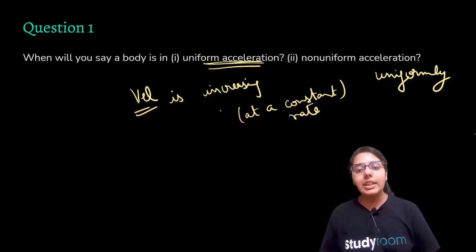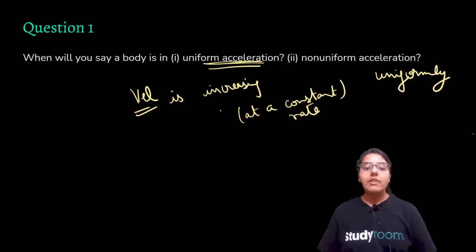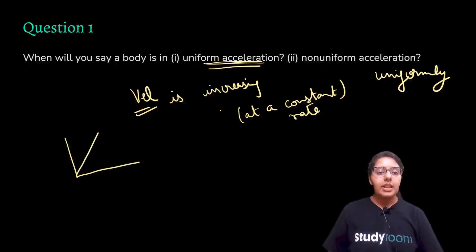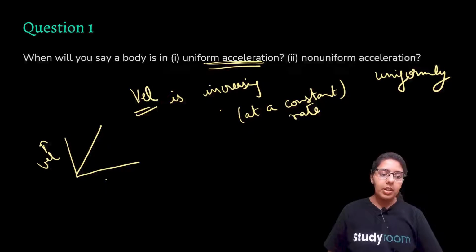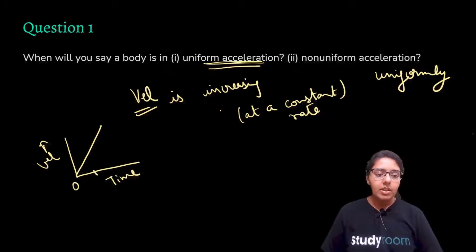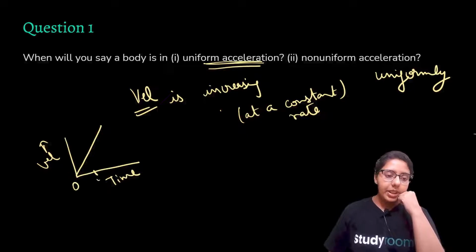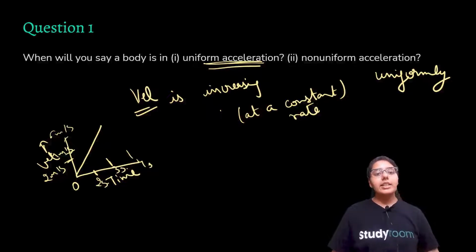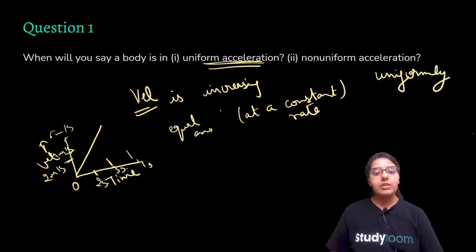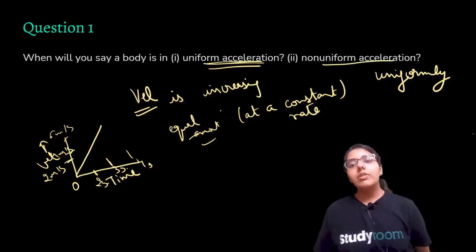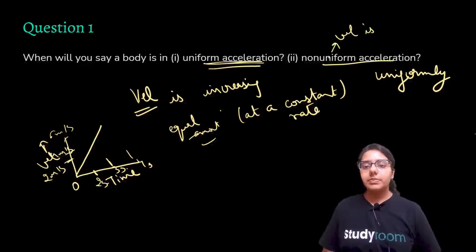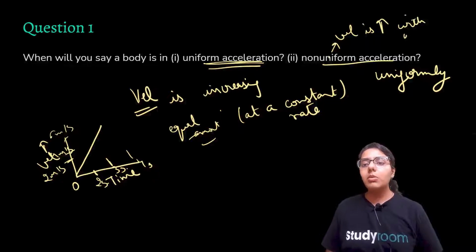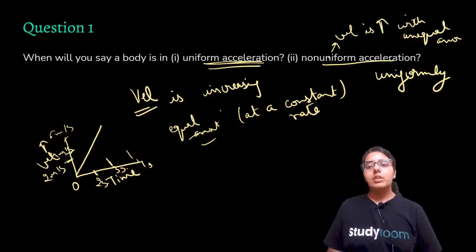If our velocity is increasing uniformly, or increasing at a constant rate with the same amount, as we discussed in the case, right? If we talk about the velocity and time graph, what is happening? For example, in 2 seconds, our velocity is 2 meter per second. In 3 seconds, it will be 4 meter per second. In 4 seconds, it is 6 meter per second. It is increasing with equal amount in equal intervals of time, okay? What is non-uniform acceleration? If velocity is increasing with unequal amount in equal intervals of time, okay?